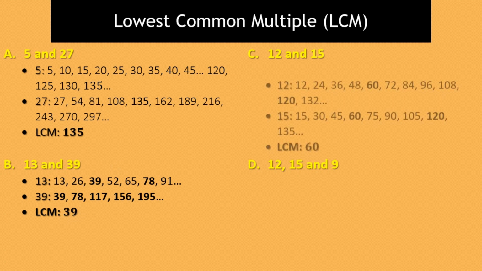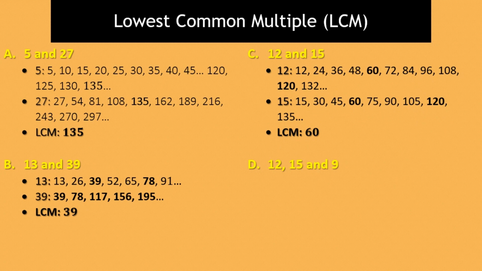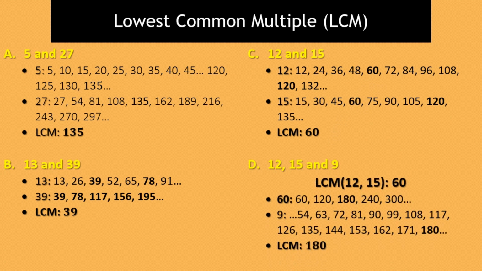Example C, the LCM of 12 and 15 is 60, since it is the first number to appear. Now to find the LCM of 12, 15 and 9. The LCM of 12 and 15 is what we already got here, which is 60. So we can just list out the multiples of 60 and the multiples of 9 until we get a common multiple. The first common multiple is 180. Therefore, 180 is the answer.